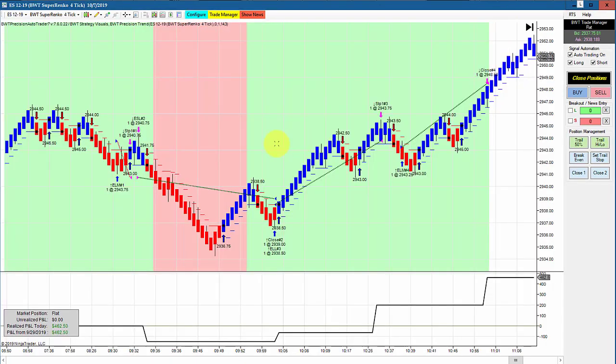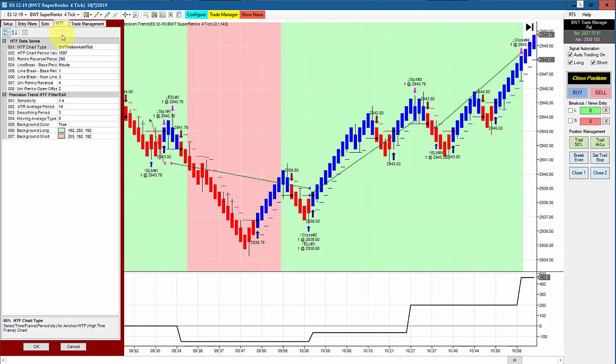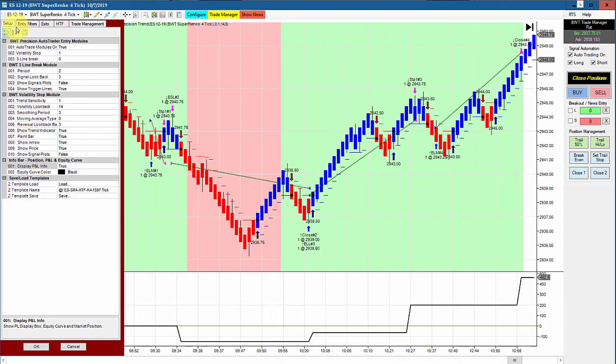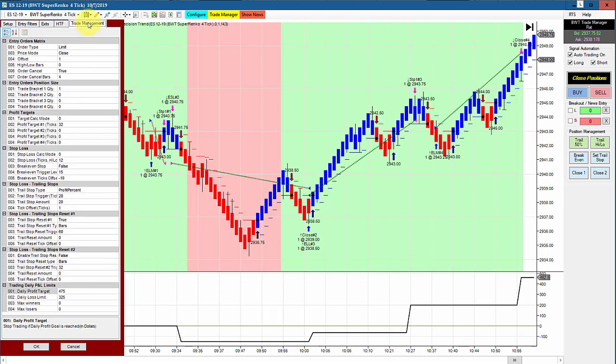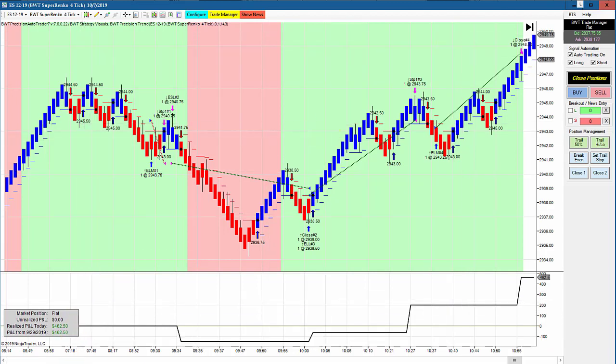Okay, this is the E-mini S&P on a Super Renko 4-tick with a higher time frame filter of 1597 high Kanashii, and this is only trading 1 contract. And notice the differential in the daily goal and the loss limit. This has been a pretty solid performer, as you'll see in the spreadsheet, and I'll show in a moment.